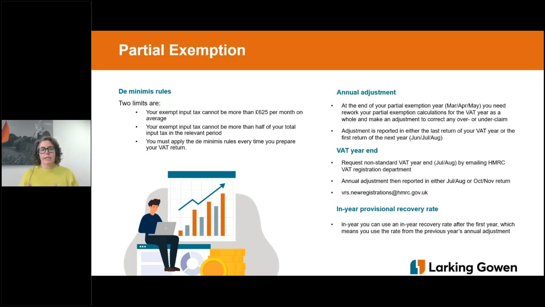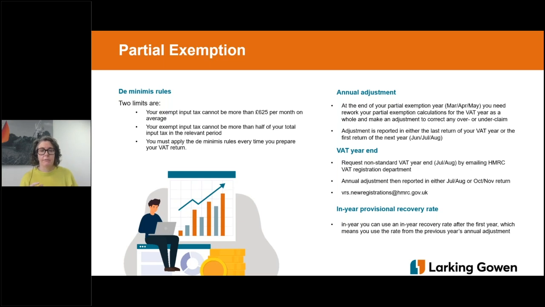So you're going to do your partial exemption every quarter when you do your VAT return. And then once a year, you're going to perform your annual adjustment. And that comes at the end of your partial exemption VAT year, which will always fall on March, April or May, depending on which pattern you submit VAT returns for. And then you do your annual adjustment by looking back over all of the VAT returns in that VAT year and reworking them to check whether you've over-recovered or under-recovered VAT.